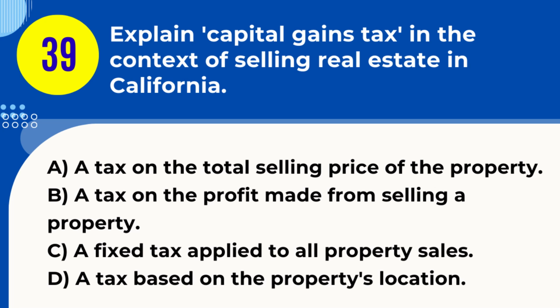Question 39. Explain capital gains tax in the context of selling real estate in California. A. A tax on the total selling price of the property. B. A tax on the profit made from selling a property. C. A fixed tax applied to all property sales. D. A tax based on the property's location. Answer: B. A tax on the profit made from selling a property. Explanation: capital gains tax is levied on the profit or gain made from selling a property, calculated as the difference between the selling price and the original purchase price.